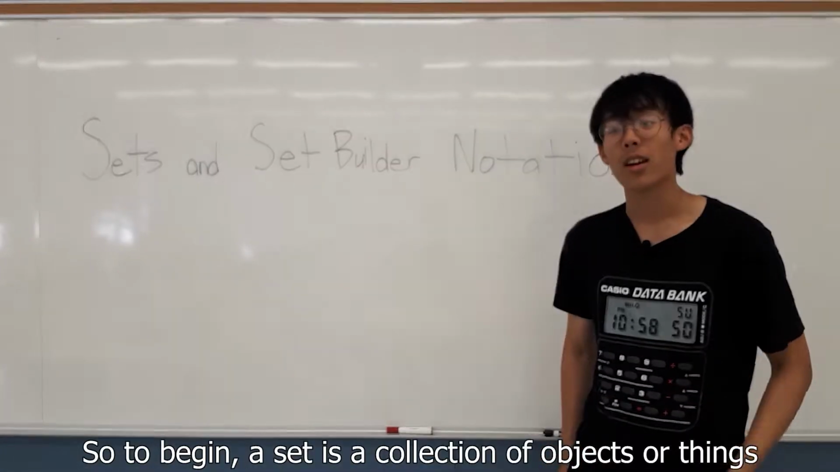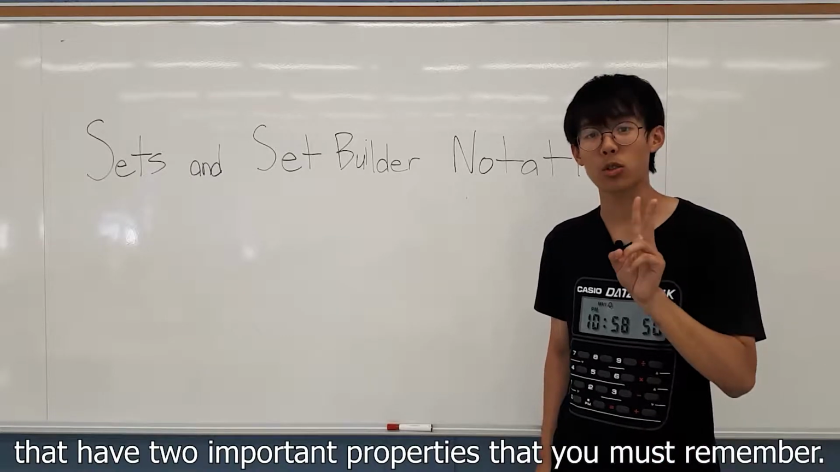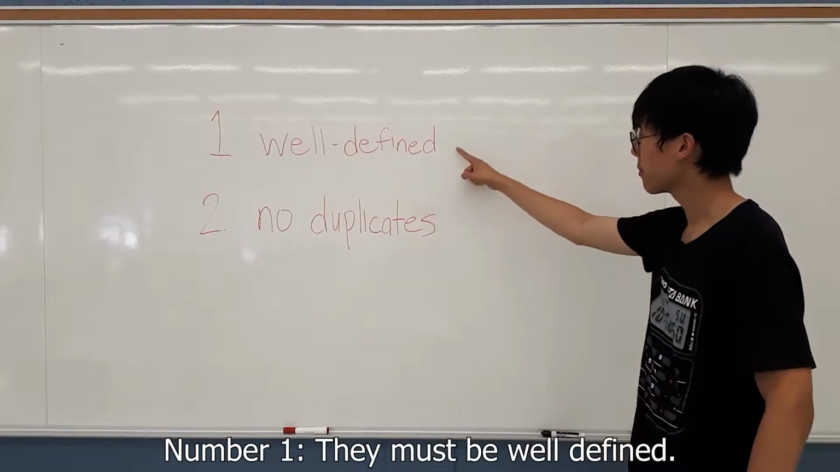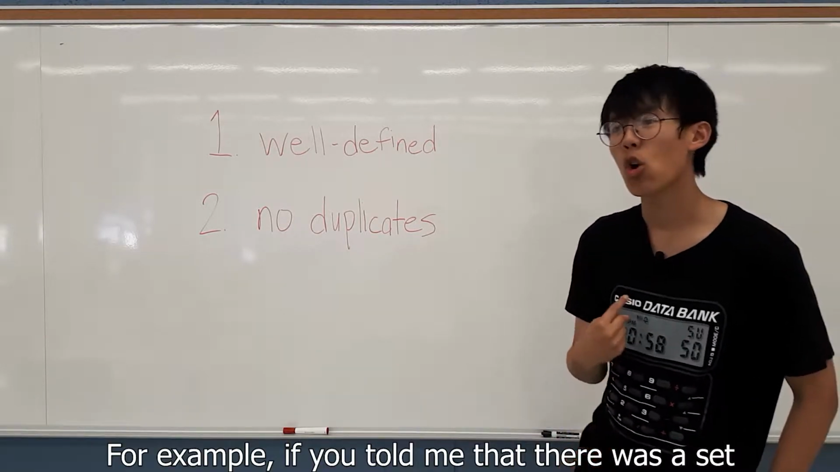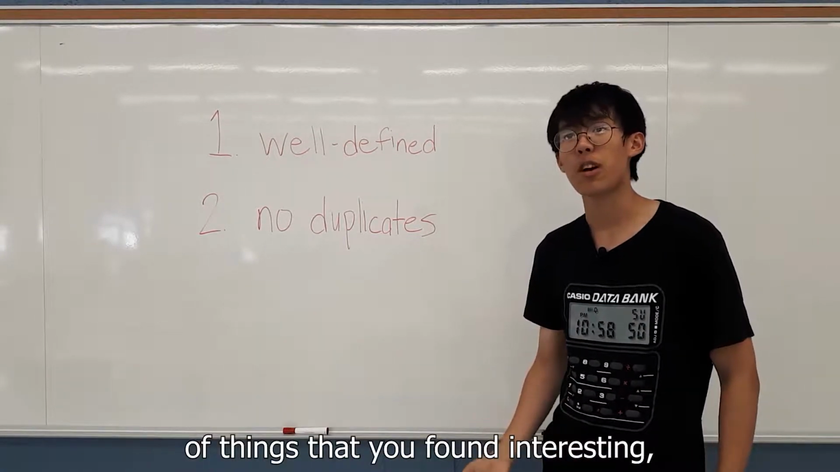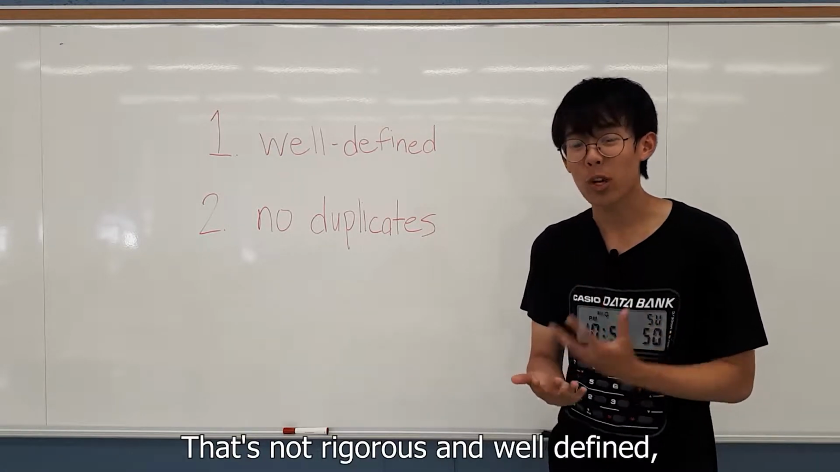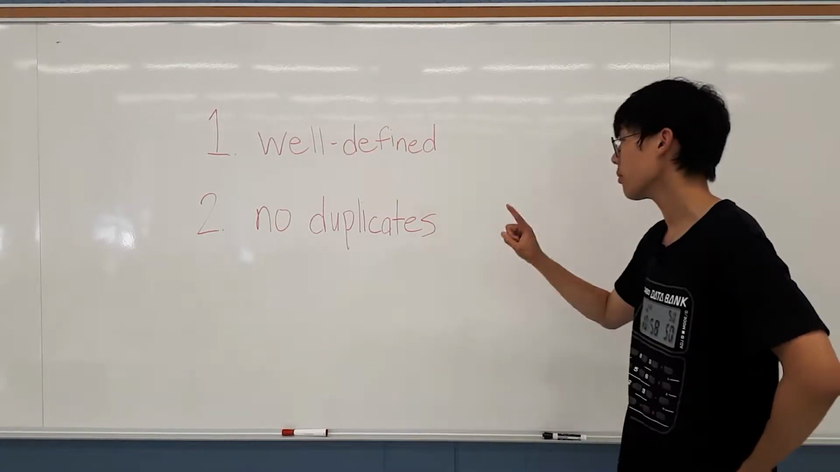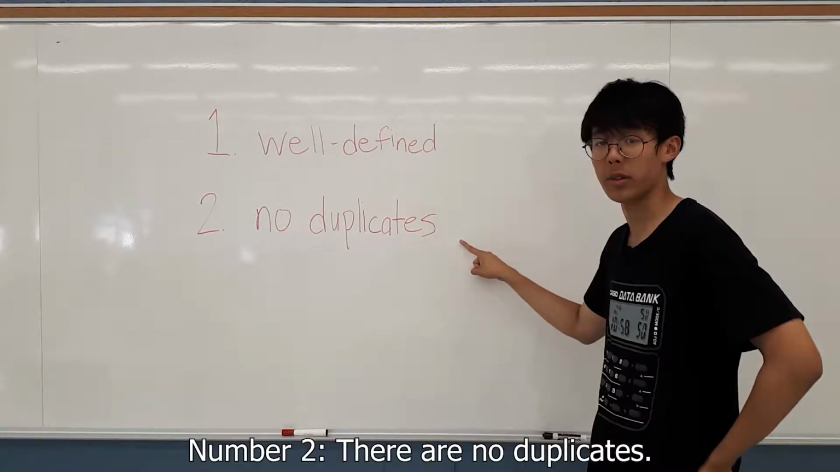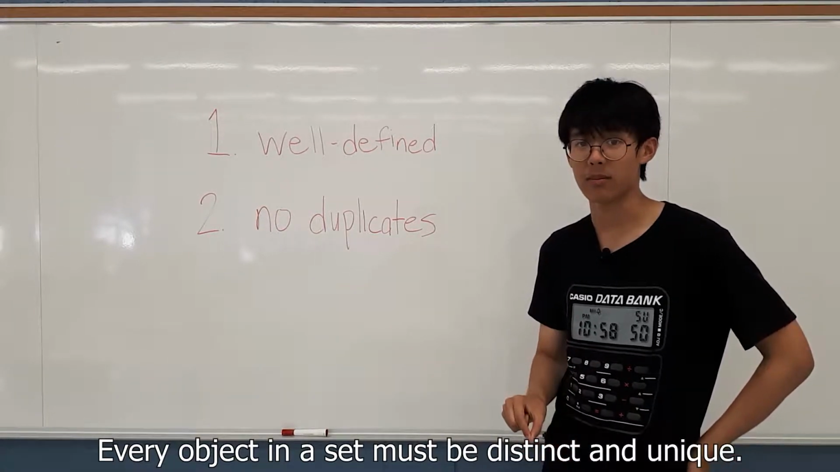So to begin, a set is a collection of objects or things that have two important properties that you must remember. Number one, they must be well defined. For example, if you told me that there was a set of things that you found interesting, I don't know what you find interesting. That's not rigorous and well defined, so therefore it can't be considered a set. Number two, there are no duplicates. Every object in a set must be distinct and unique.